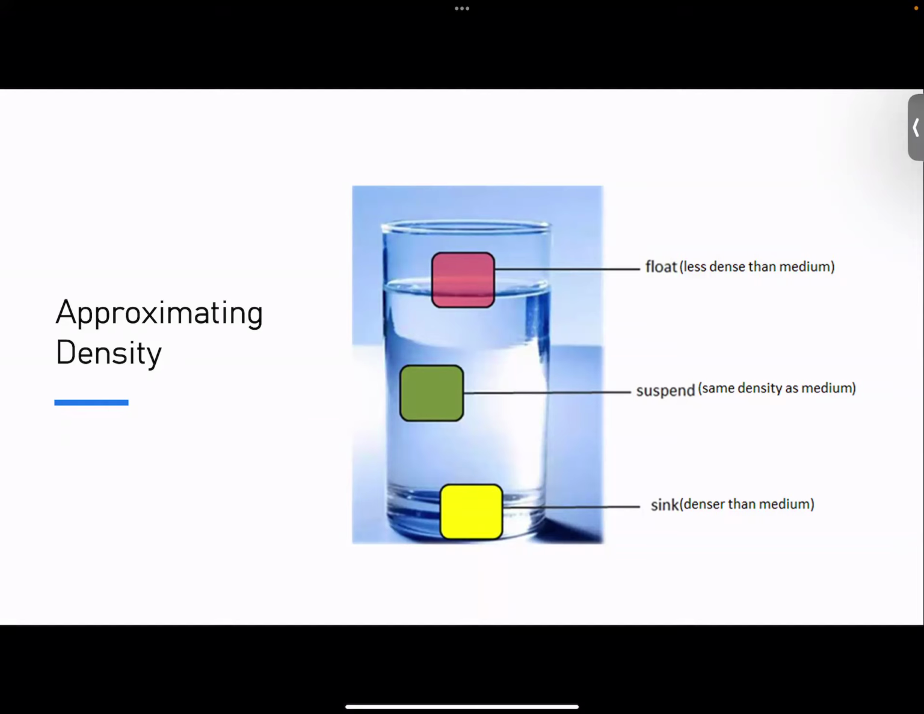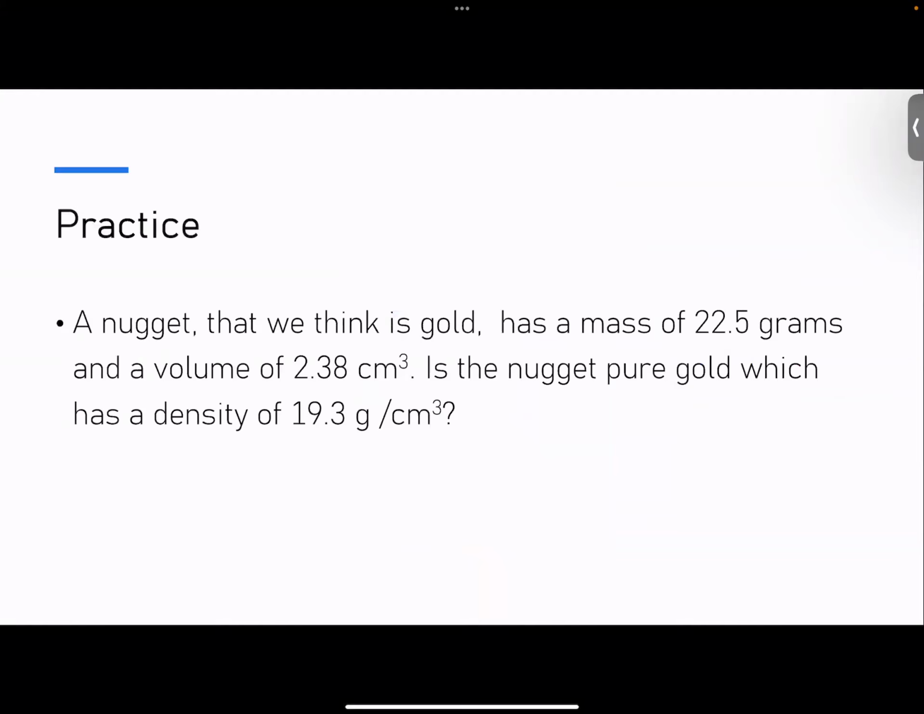So we can use density again to help us identify a substance. We can either measure the density directly to help us identify the substance, or we can create a density column or a series of solutions of differing densities to determine the approximate density of the object. So let's look at some problems.